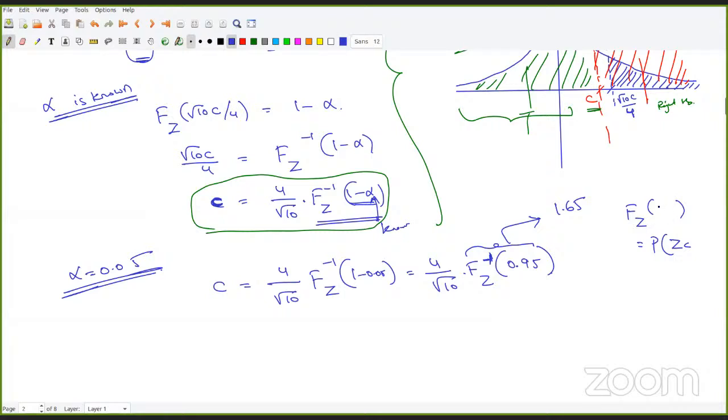Both will not be equal, sir? Both will not be equal. FZ inverse and FZ, for some Z values, it may be equal.